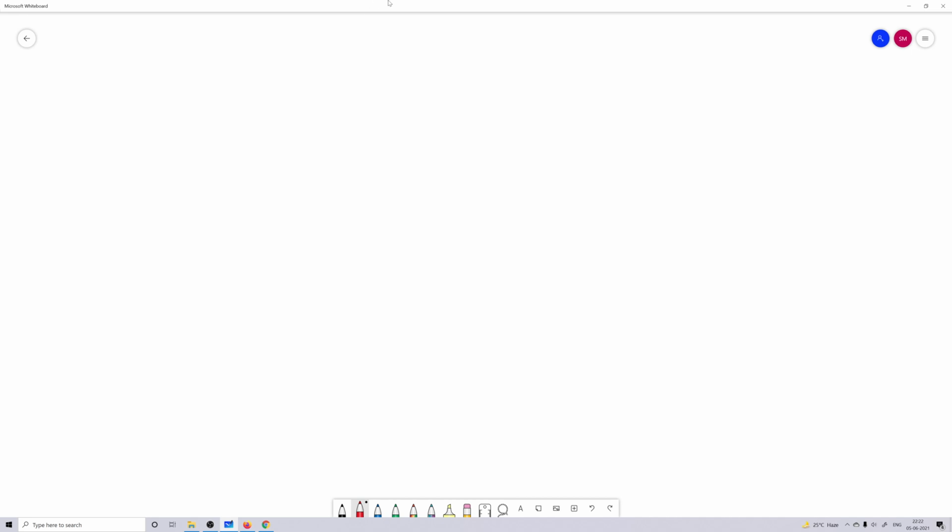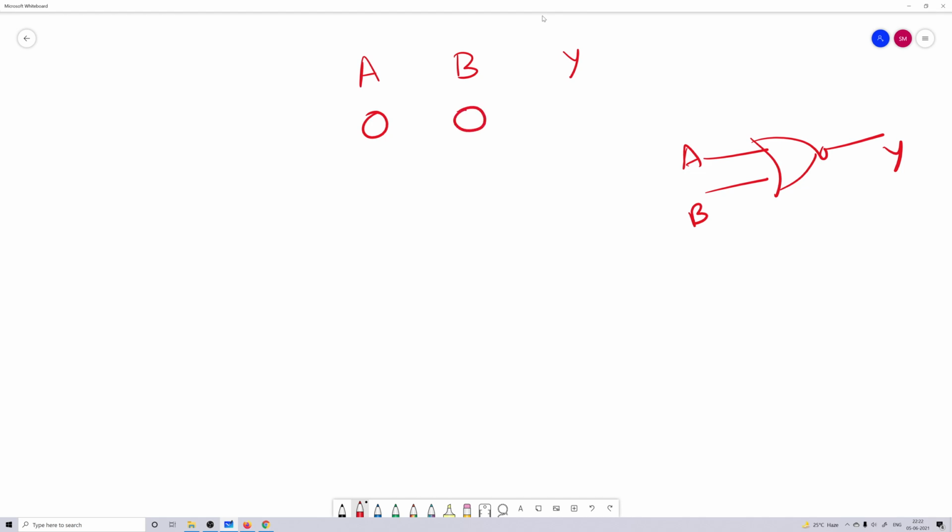So to start with, let us review the truth table of a NOR gate. It has got 2 inputs and 1 output. This is the symbol, with inputs A, B and output Y. When both inputs are 0, the output is 1. When the first input is 0, second one is 1, output is 0. When the first input is 1, second one is 0, output is 0. And when both inputs are 1, the output is 0. Okay? So this is the truth table.